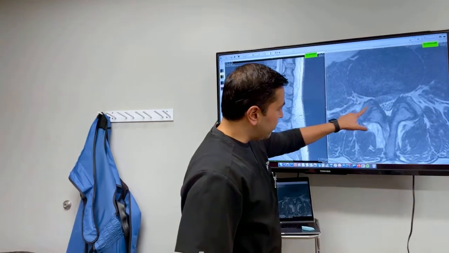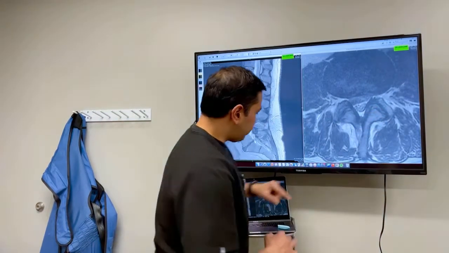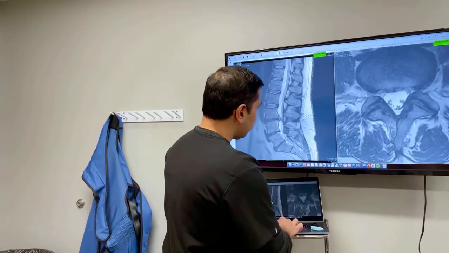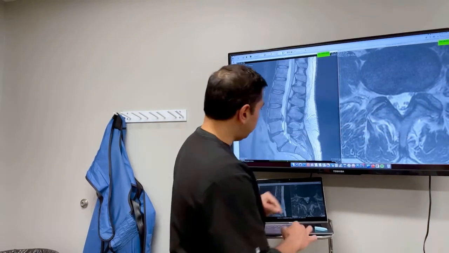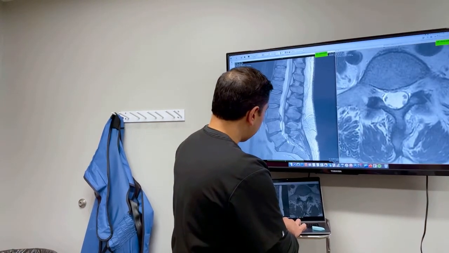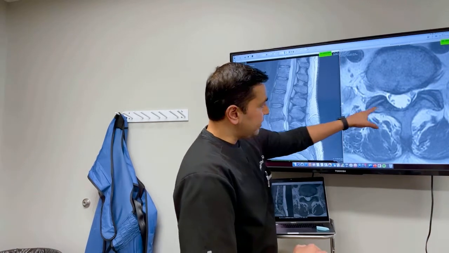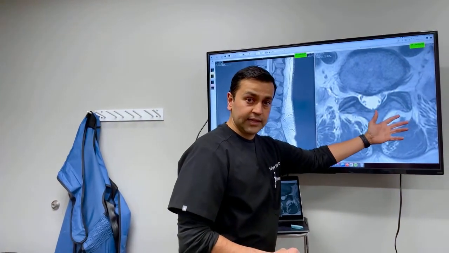Now, another area that we're going to look at are the facet joints. Those are the joints over here. A little bit of arthritis over here. A little bit of arthritis at the L4-5 level, so we'll capture those. A little bit of arthritis over here at the L5-S1 level, so we're going to capture that level as well.